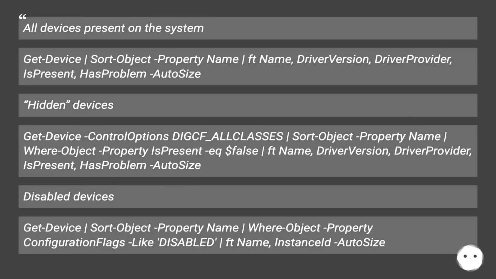All devices present on the system: Get-Device | Sort-Object -Property Name | Format-Table Name, DriverVersion, DriverProvider, IsPresent, HasProblem -AutoSize. Hidden devices: Get-Device -ControlOptions DIGCF_ALLCLASSES | Sort-Object -Property Name | Where-Object -Property IsPresent -EQ $false | Format-Table Name, DriverVersion, DriverProvider, IsPresent, HasProblem -AutoSize. Disabled devices: Get-Device | Sort-Object -Property Name | Where-Object -Property ConfigurationFlags -Like *disabled* | Format-Table Name, InstanceId -AutoSize.